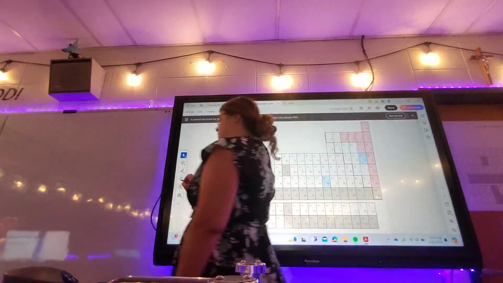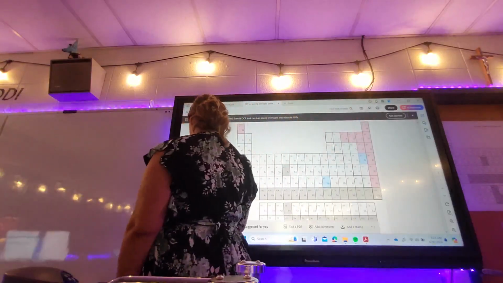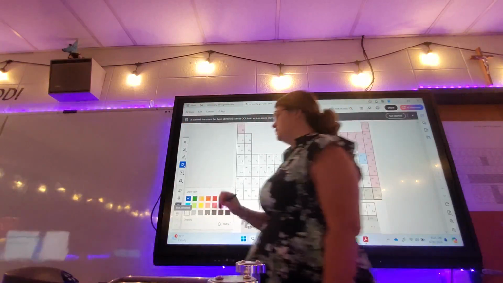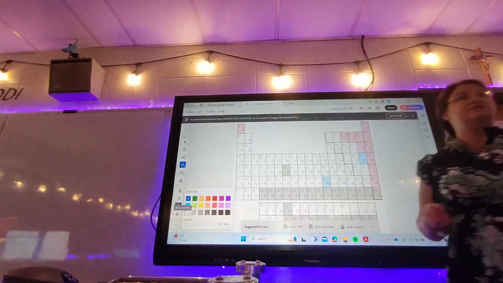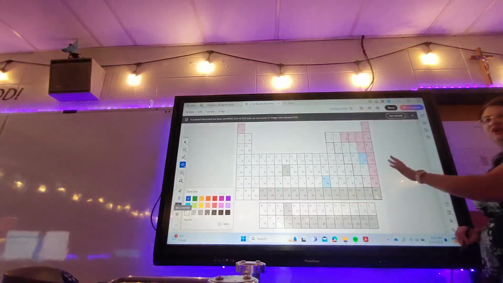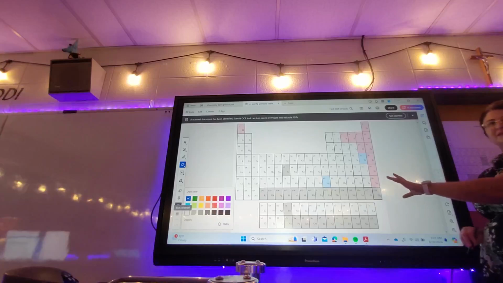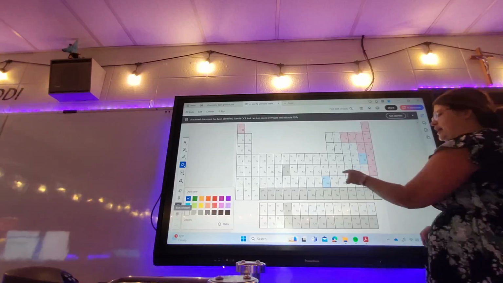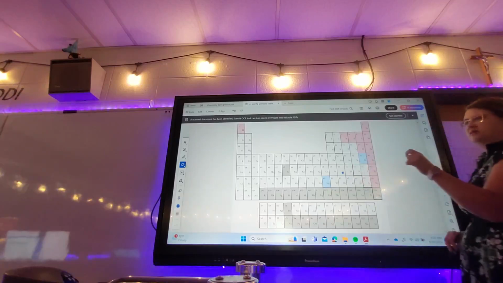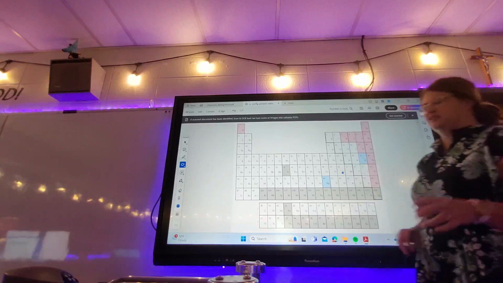All right, so the beauty of how the periodic table is set up helps us to know electron configurations merely by looking at where an element is in the periodic table. So that's what we're going to do today. We are going to figure out how to pick a random element and know what its electron configuration is.